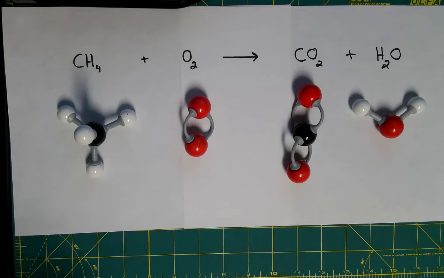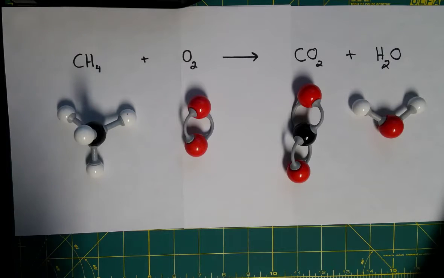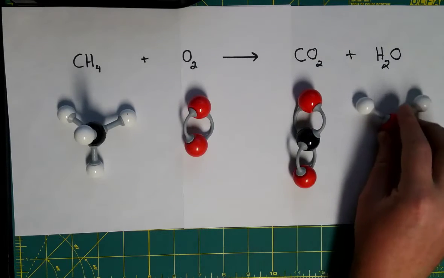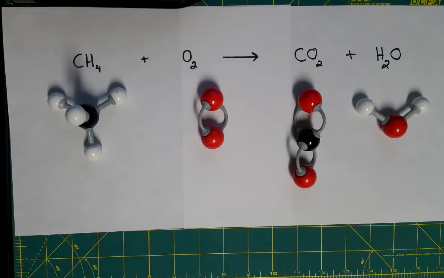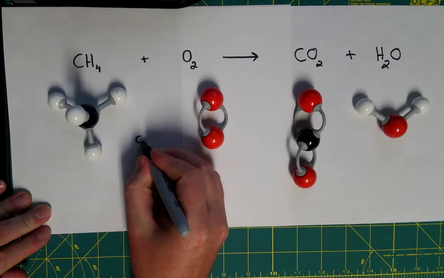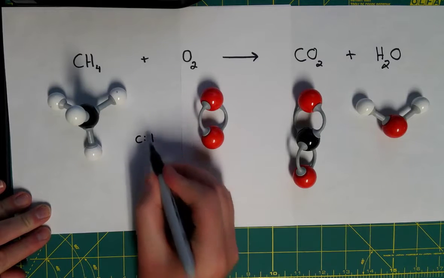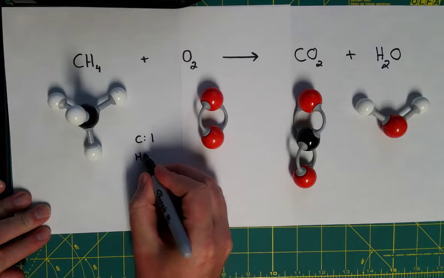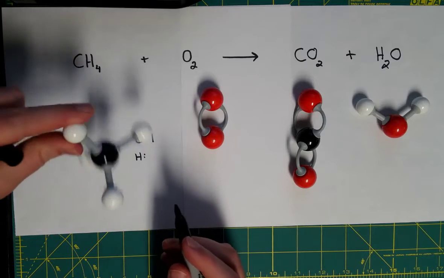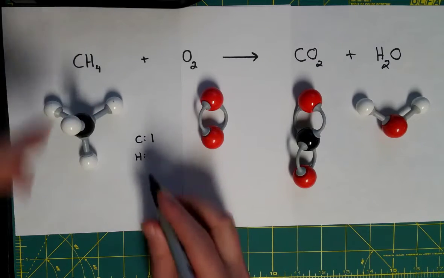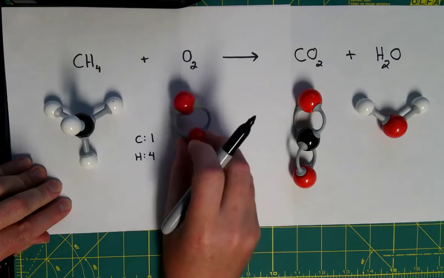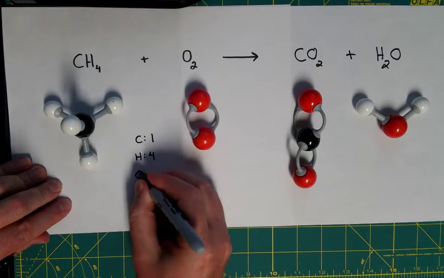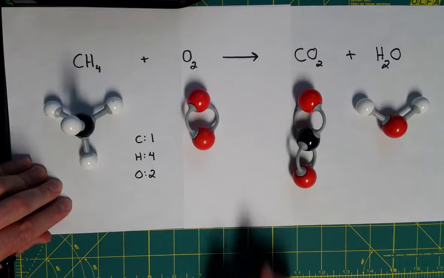So what we have to do is use coefficients to balance this equation. And what we're going to do is count how many atoms are on each side. So let's go ahead and do that first. Over here on the left side, I have 1 carbon atom. That's pretty easy. In this molecule right here, I have 4 hydrogens, and there are no hydrogens anywhere else on this side of the equation. And all I have left is this oxygen molecule right here, so I have 2 oxygens on this side.